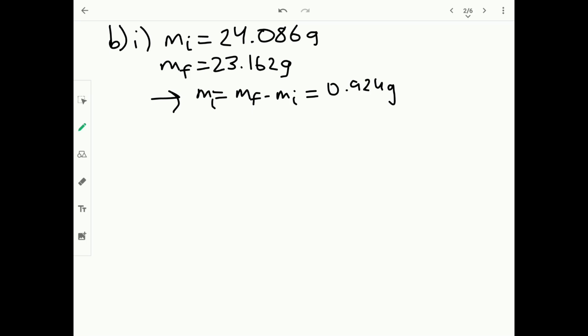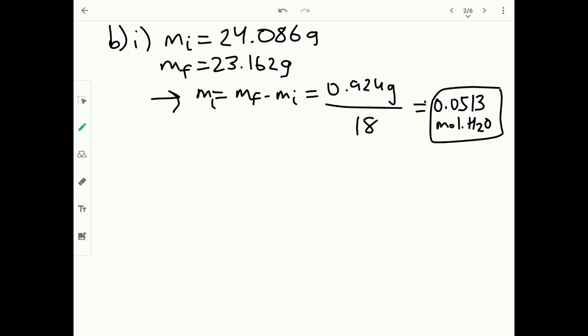They want moles, so we divide by the molar mass, which is 18, which gives us around 0.0513 moles of water. Always take care of significant figures. We have 3 significant figures, that's why we use 3. Part II. Determine the formula of the hydrated compound.